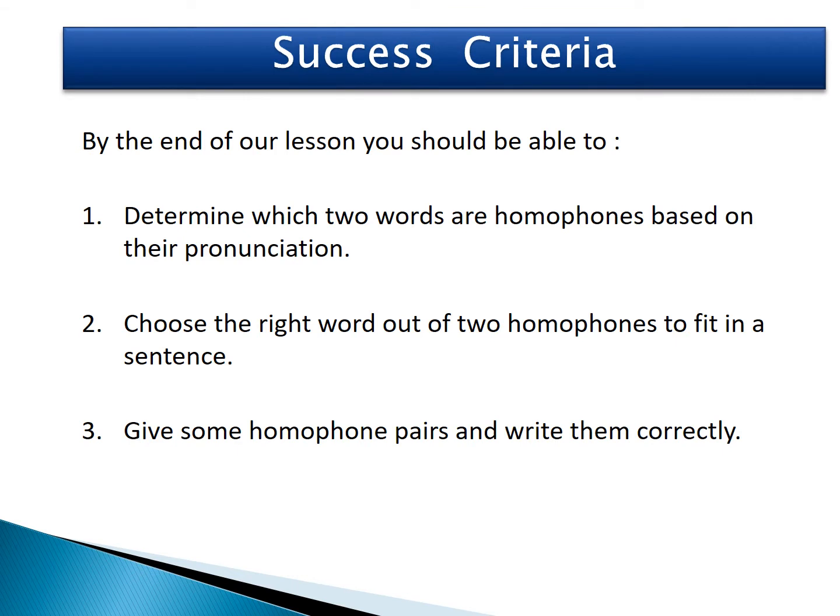Success criteria. By the end of our lesson, you should be able to determine, that is tell, which two words are homophones based on their pronunciation, and then choose the right word out of two homophones to fit in a sentence, and last, give some homophone pairs and write them correctly.